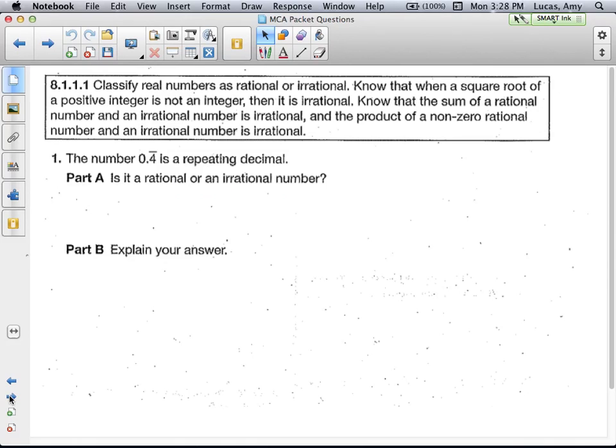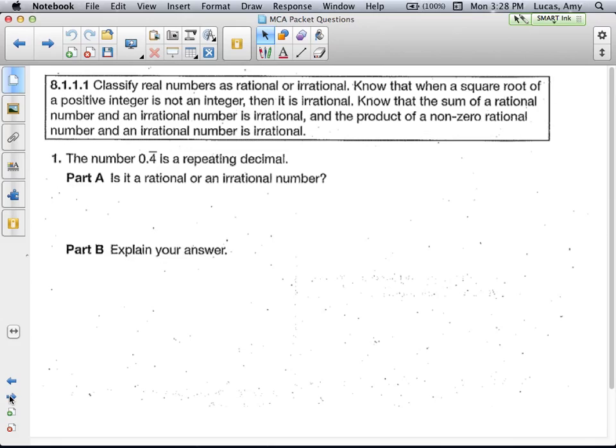8.1.1.1. Classify real numbers as rational or irrational. Know that when a square root of a positive integer is not an integer, then it's irrational. Know that the sum of a rational number and an irrational number is irrational, and the product of a non-zero rational number and irrational number is irrational.